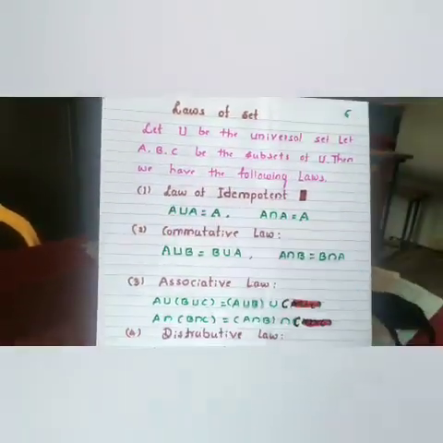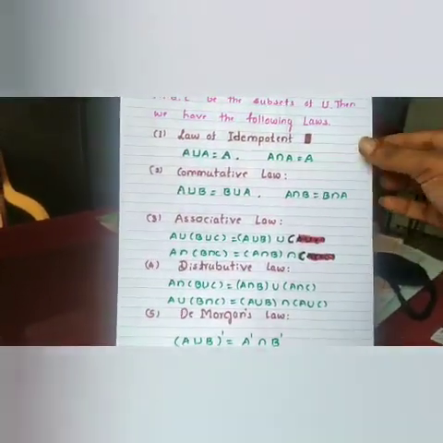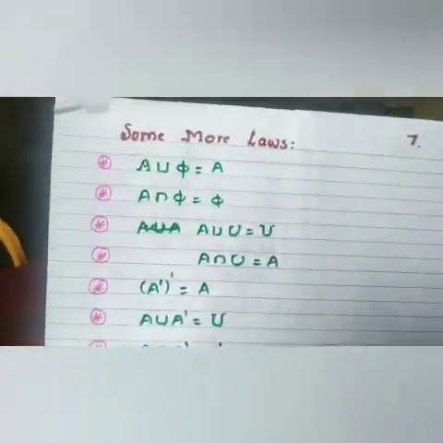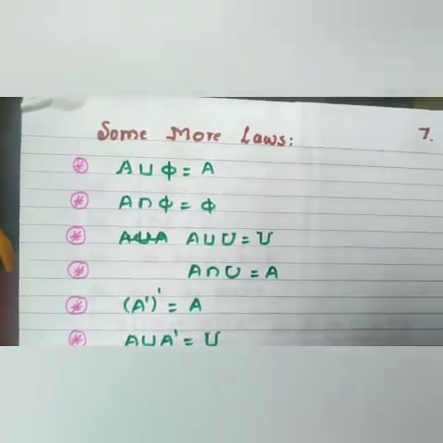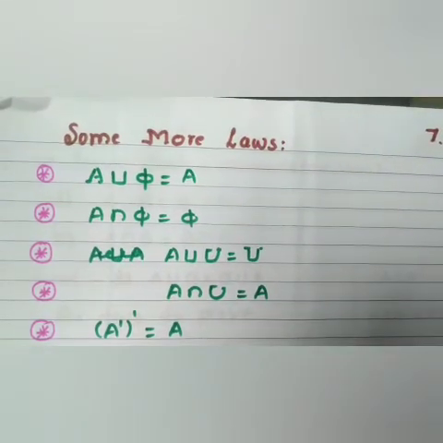Once again, to recall these: law of idempotent, commutative law, associative law, distributive law, and De Morgan's laws. Along with these, see some more laws. These laws are just for clarifying yourself; a very clear idea will come whenever you see the laws.